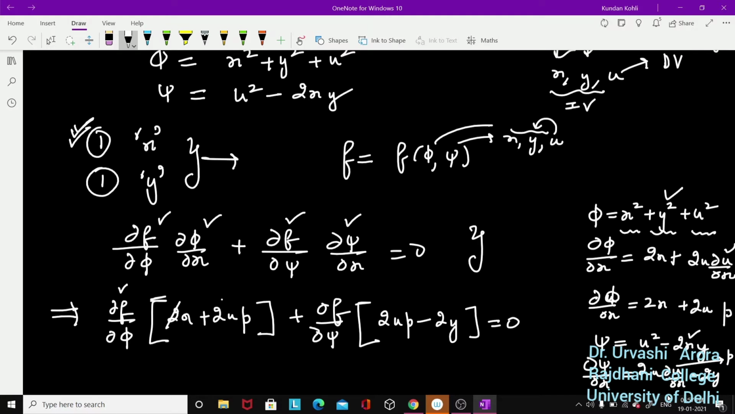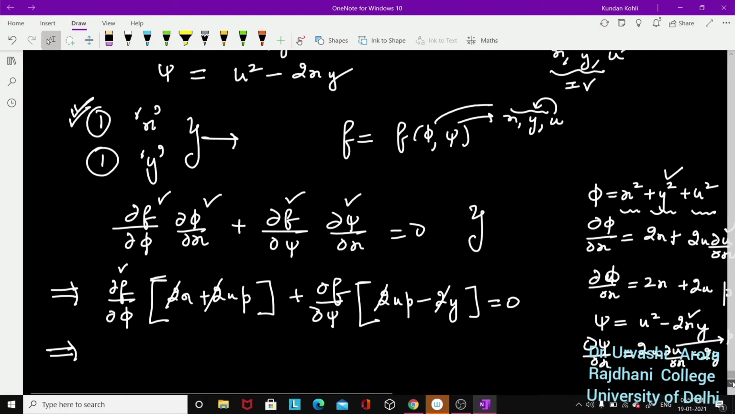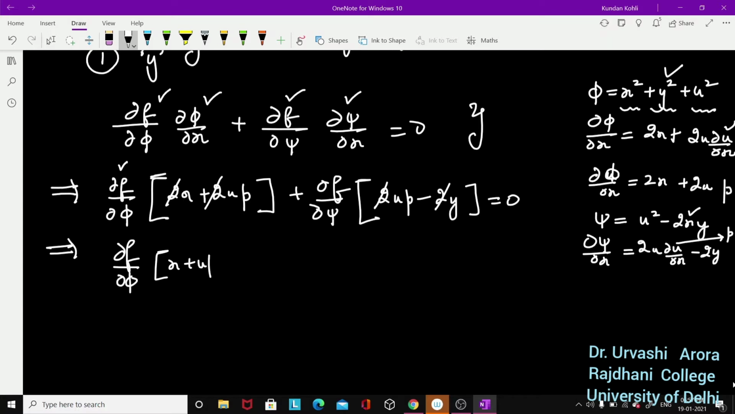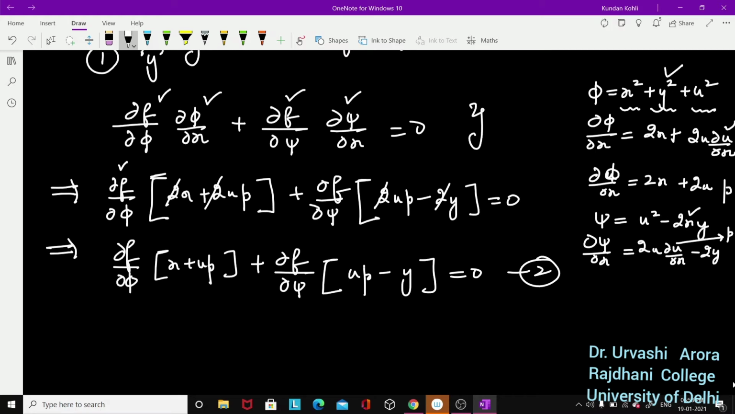And now 2 is common in the whole expression, so 2 can get cancelled throughout. So finally the expression that we get after differentiation of relation 1 partially with respect to x is: del f by del phi times (x plus up) plus del f by del psi times (up minus y) is equal to 0. This relation you can mark as 2. Now this relation 2 has been obtained by differentiating relation 1 partially with respect to x, which was the first step. Now the second step is similar to the first one.